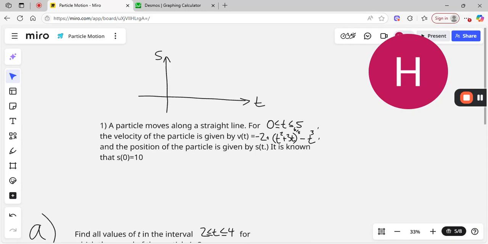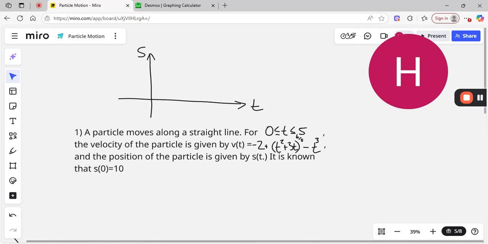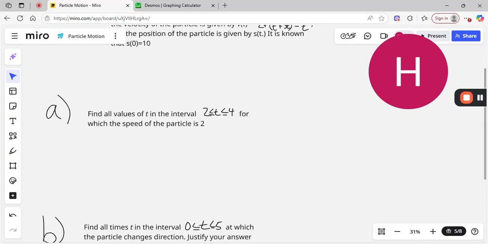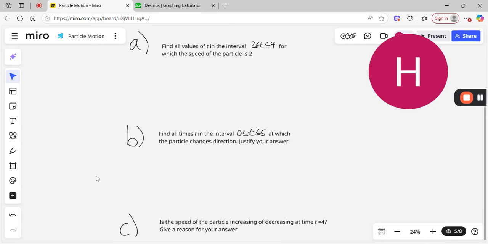Go ahead and take a good look at the situation. There's an equation that's given to us to give us the velocity. And then take a look at the three parts here. We have parts A, B, and C. This is not my own problem. I don't want to take credit for it, but it is a good problem.